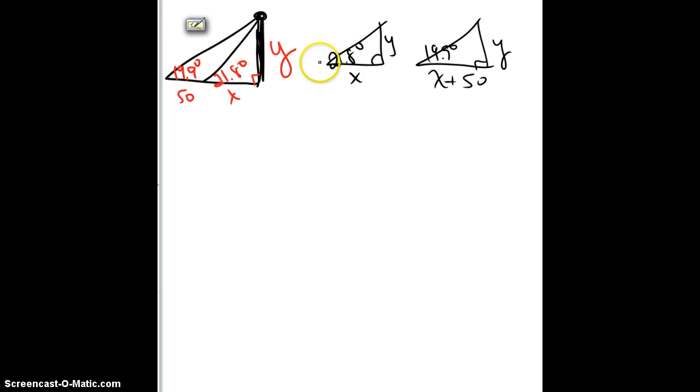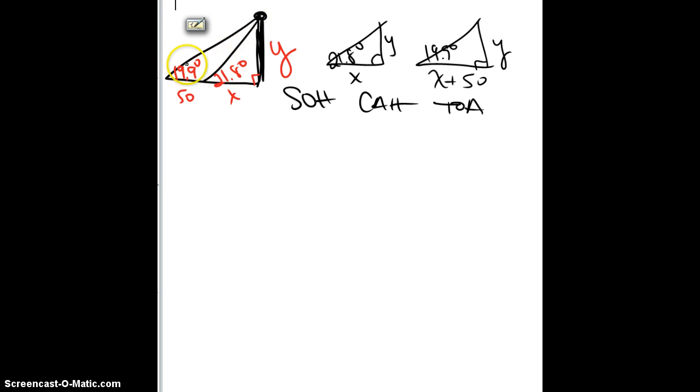And so I think it's helpful to draw out the two separate triangles. So this one is just x, y, and then that angle. This one is y, and then this is x plus 50 with that angle. And so I want to draw those. Right now we're doing right triangles, so later in the class we'll have another trick up our sleeve, but for right now this is all we know.